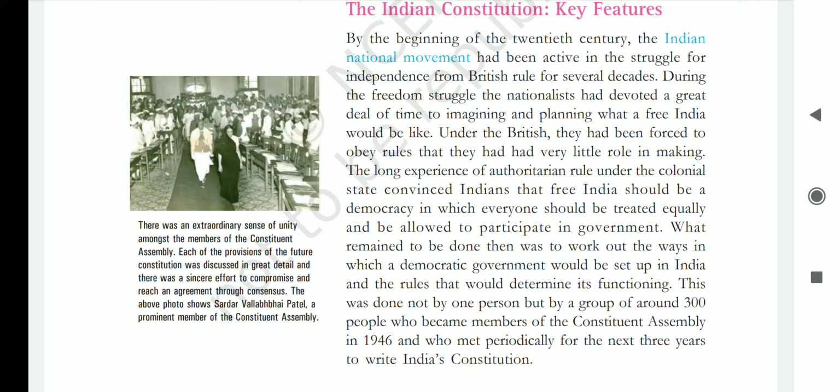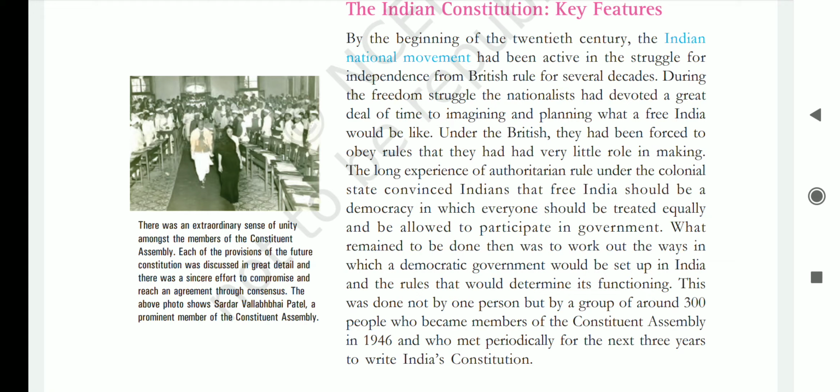This was not done by only one person, but by a group of 300 national leaders in the Constituent Assembly. They had many meetings for our constitution and formed the Constituent Assembly. In 1946, these 300 members met periodically for the next 3 years to write India's constitution.